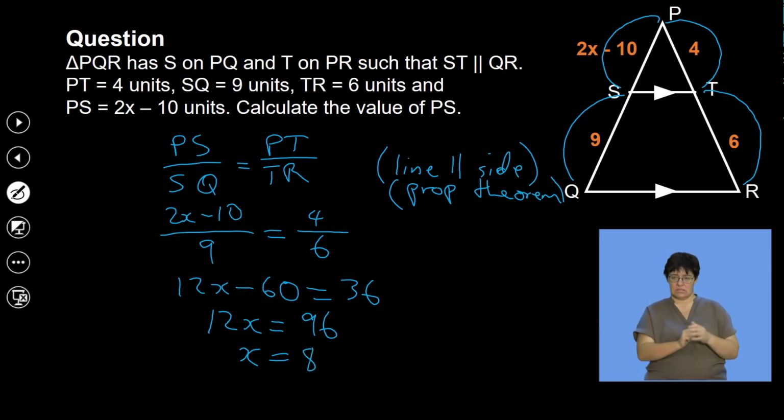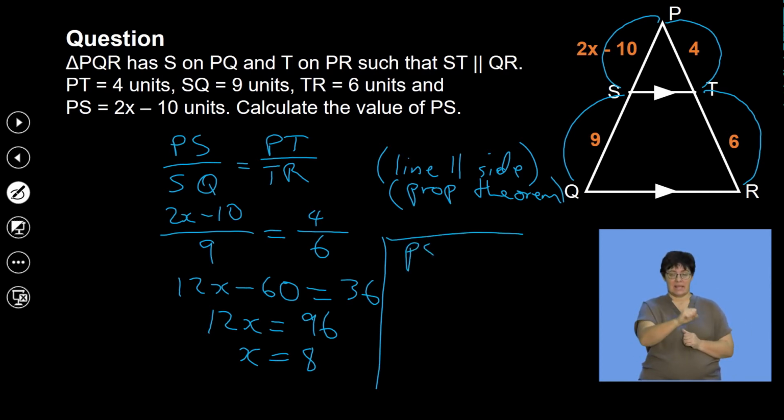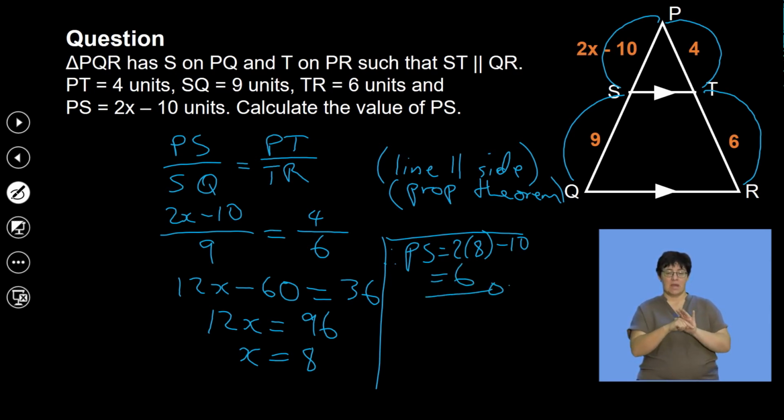But is this what PS is? No. This is just the x value of that PS that we are dealing with. So quickly, you say therefore PS is equal to 2 multiplied by 8 minus 10, which is 16 minus 10, which is 6 units. And then you will therefore be done with that.